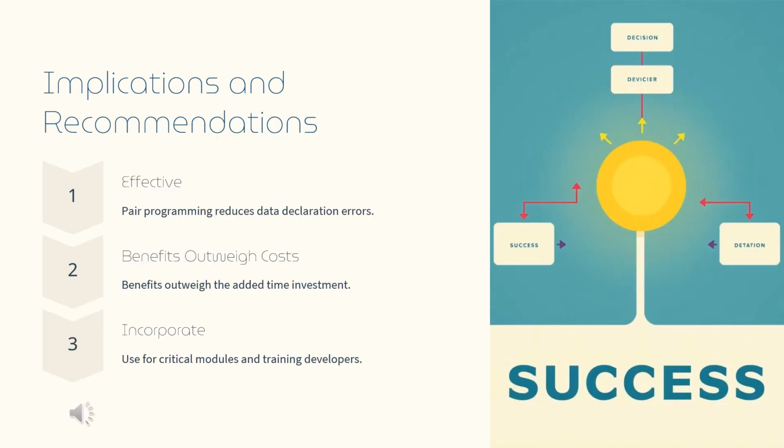As a result, we can conclude that pair programming reduces data declaration errors, because when one is there to navigate, small mistakes like uninitialized variables can be easily identified. And benefits outweigh the added time investment. We also saw in that graph that while pair programming takes more time, it reduces errors to a minimal level. And it is also used for critical modules and training developers.